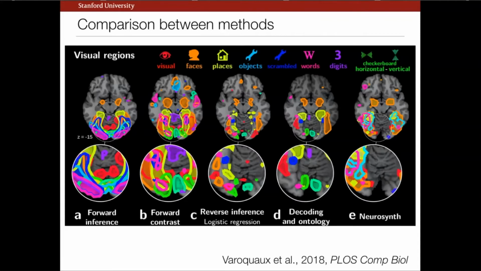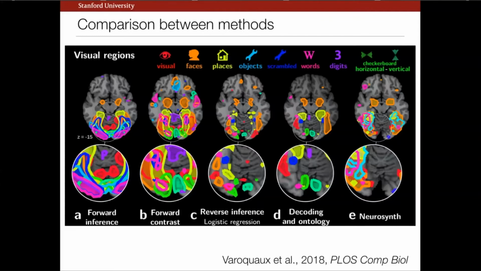And it becomes even cleaner in column D here, when you use the ontological decoder. And just for comparison, we also show what you get out of Neurosynth, and it turns out that those maps overlap a bit, but they're substantially noisier.